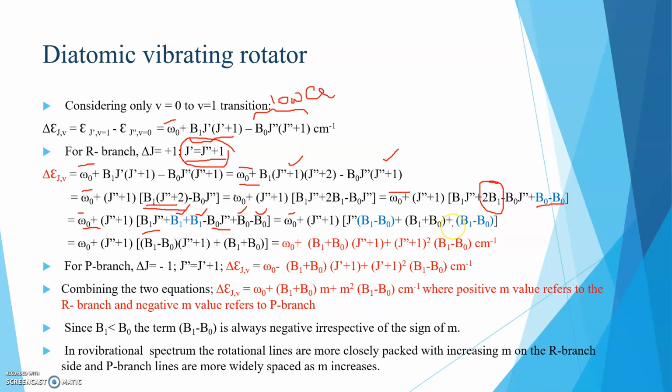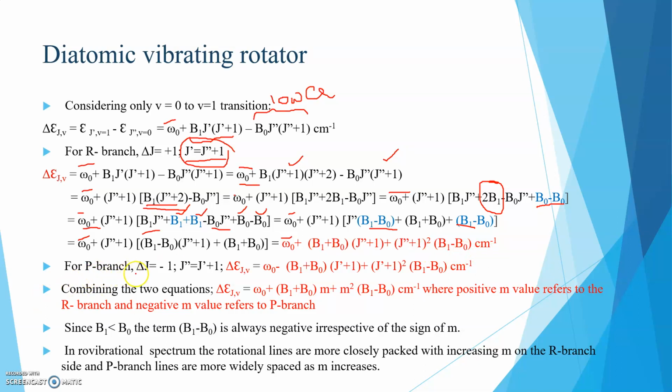So in the next step, you're going to take this B1 minus B0 term as common. Therefore, you'll get omega bar 0 plus (J double dash plus 1) into (B1 minus B0) into (J double dash plus 1) plus B1 plus B0. And therefore, you'll finally get the equation as omega bar 0 plus (B1 plus B0)(J double dash plus 1) plus (J double dash plus 1) the whole square into (B1 minus B0) centimeter raised to minus 1.